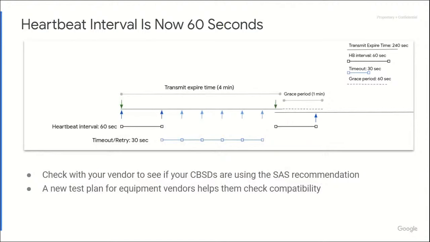So what we're doing is essentially making sure that if your CBSD has an issue, we have plenty of time to figure out and get past that network problem before we get into a period where the grant expires, or worst case scenario, that grace period expires and the transmitter has to turn off. So we did take a good hard look at this, and we decided this was a great opportunity to improve the resiliency of CBSDs in situations where the network is having problems.